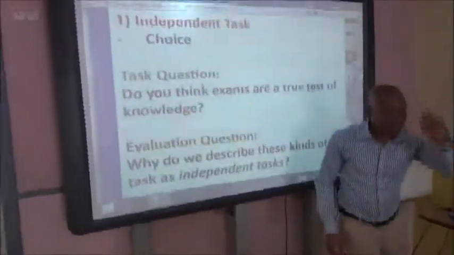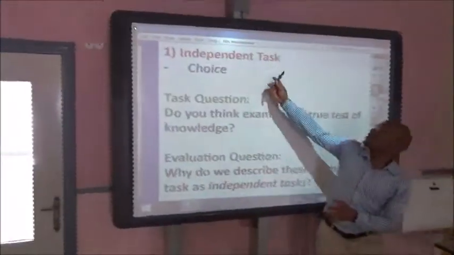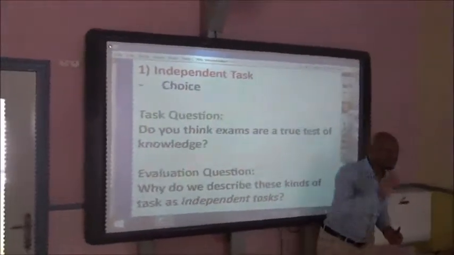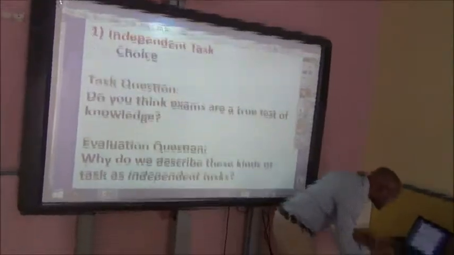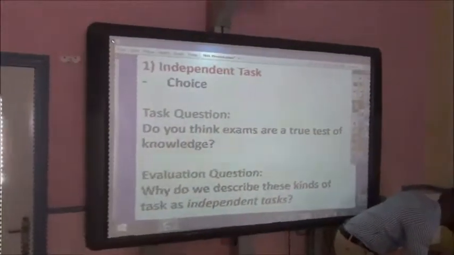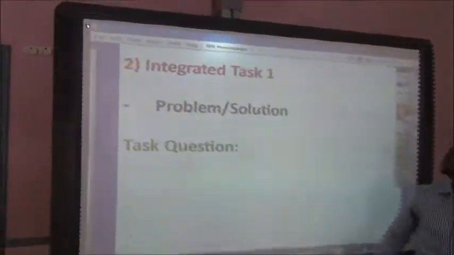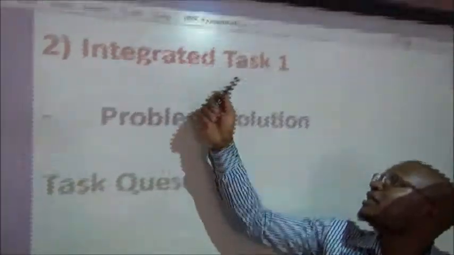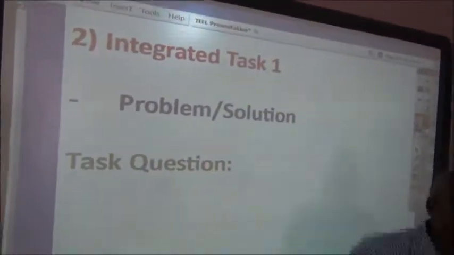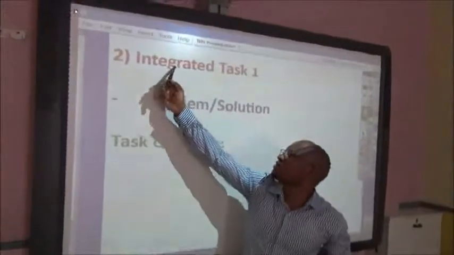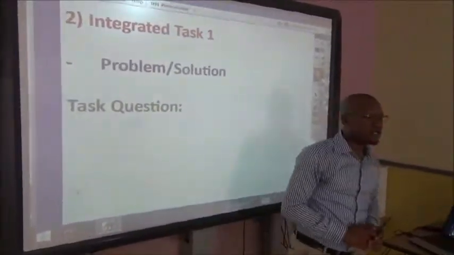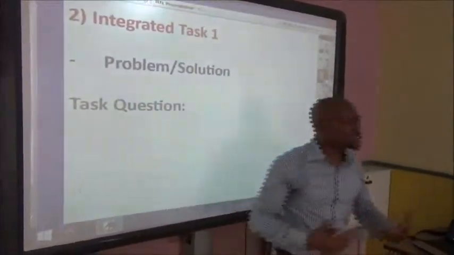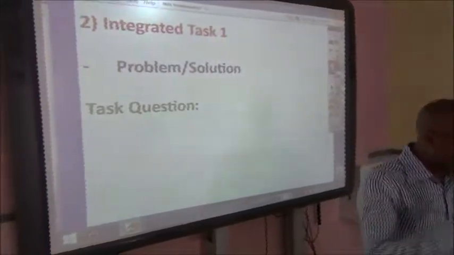Now let us move to the second. Now we move away from independent to something a little bit different. We are going to call it integrated task. Again, let us start by looking at the most important word in this title. Integrated. Integration. What does integration mean?